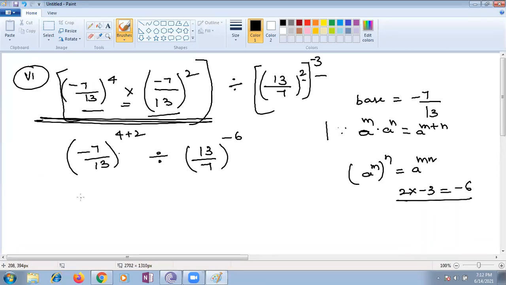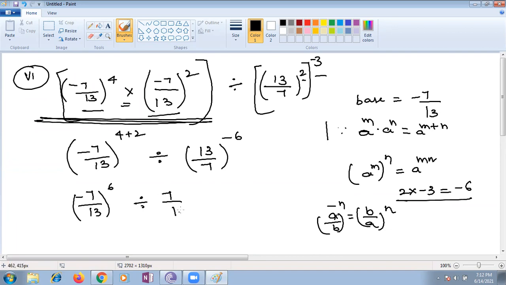So this becomes (-7/13) power 6 divided with this. Since from negative exponent, we can write (a/b) whole power minus n as (b/a) whole power n. Using that law, this can be written as (7/13) whole power 6. Now this is division. Division of fractions means the reciprocal of the number you are taking. A reciprocal of this means multiplied by (7/13) whole power 6.